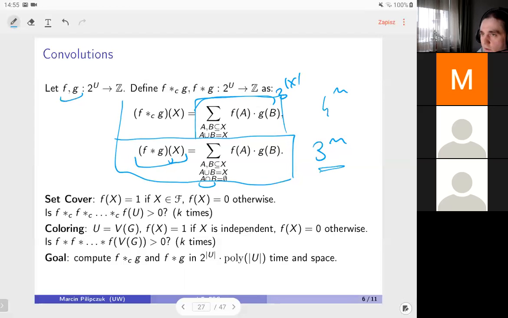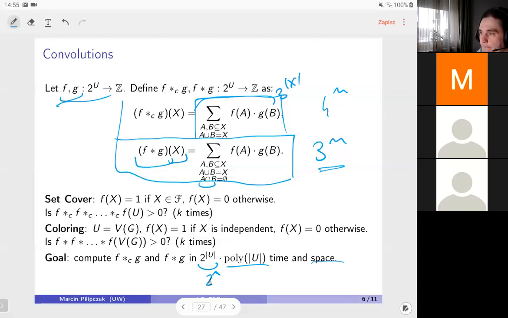This is complicated, but what we'll see in a moment is that you can actually do it in 2 to the n times some polynomial, and also 2 to the n space. The space is exponential because the input is exponential, so we no longer care about space. We don't want bigger space than 2 to the n, but we care about the running time bound.